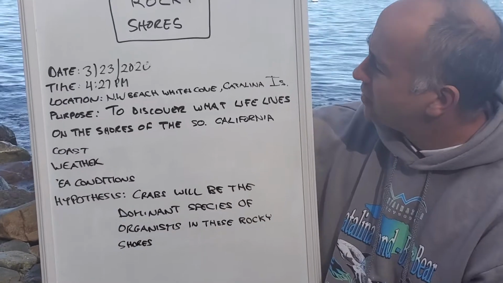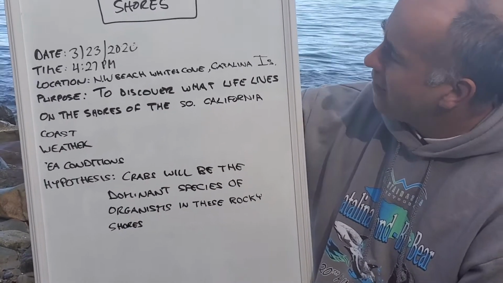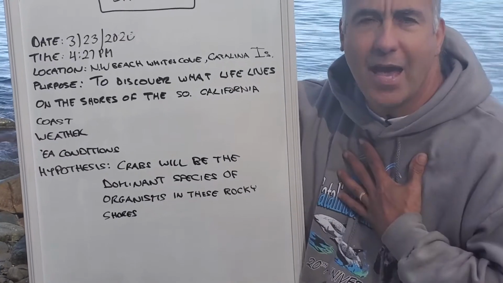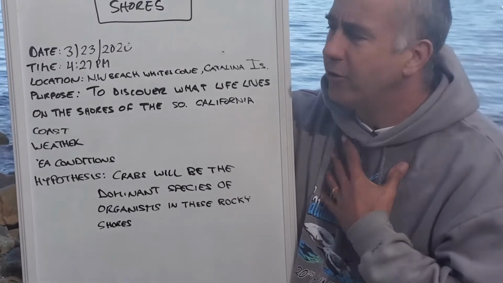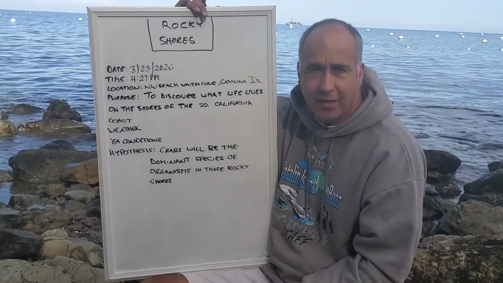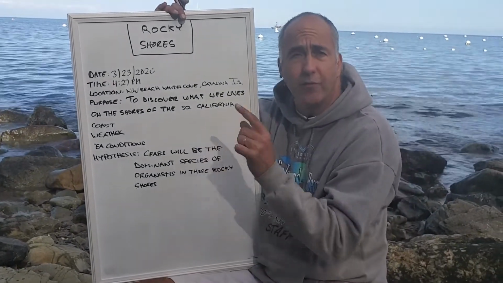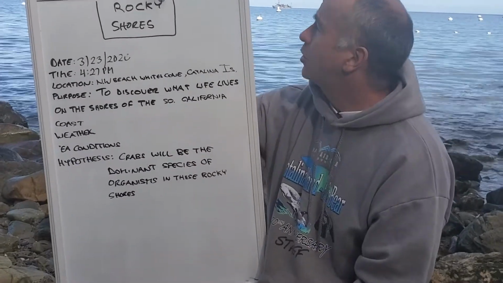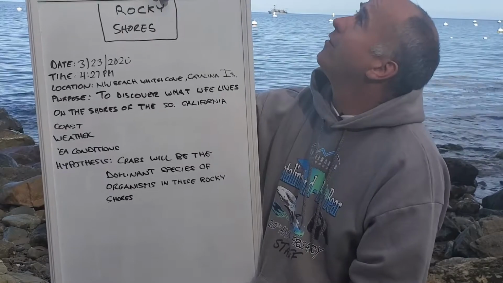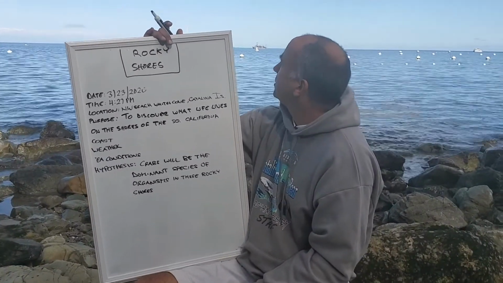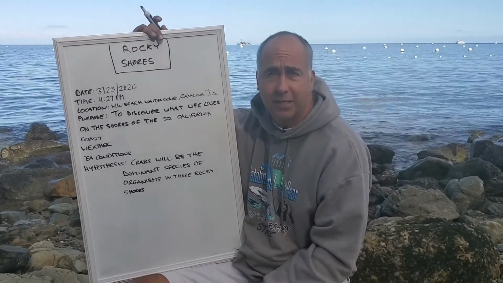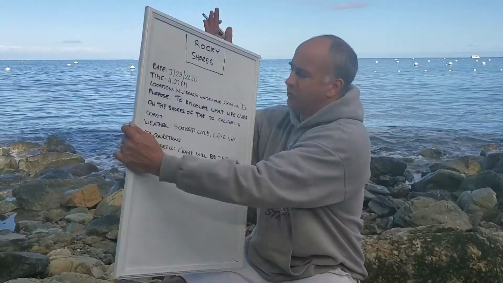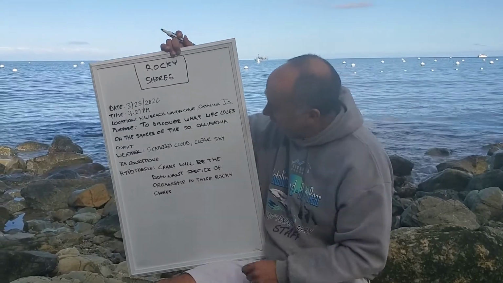Purpose is to discover what life lives on the shores of the Southern California coast. That is the purpose that I put together for my study today. Okay? Now you put one together for yours. The next thing is the weather. So as you look around you, what is the weather like? Well, I have a few scattered clouds, but mostly clear sky. That's what I'm going to put. So, scattered clouds, clear sky.